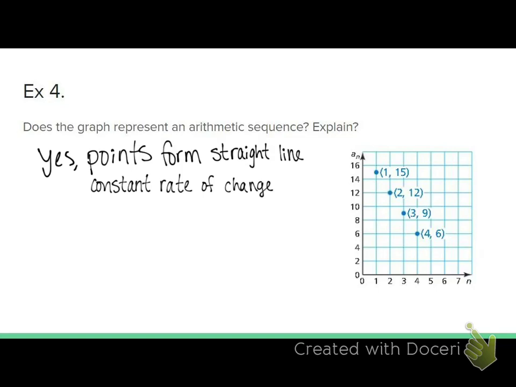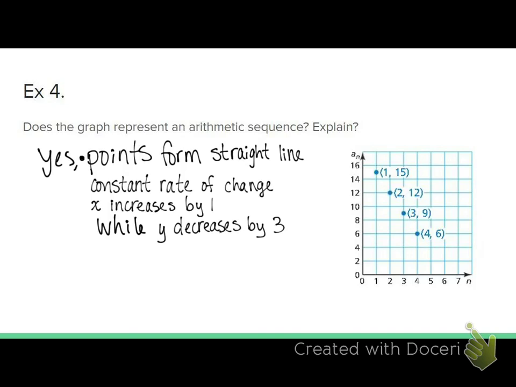Okay, going along with the idea of constant rate of change, you could say x increases by how much every time? 1. x increases by 1, while what does y do? While y decreases by 3. All of these would be good explanations to have for, yes, it would be an arithmetic sequence.